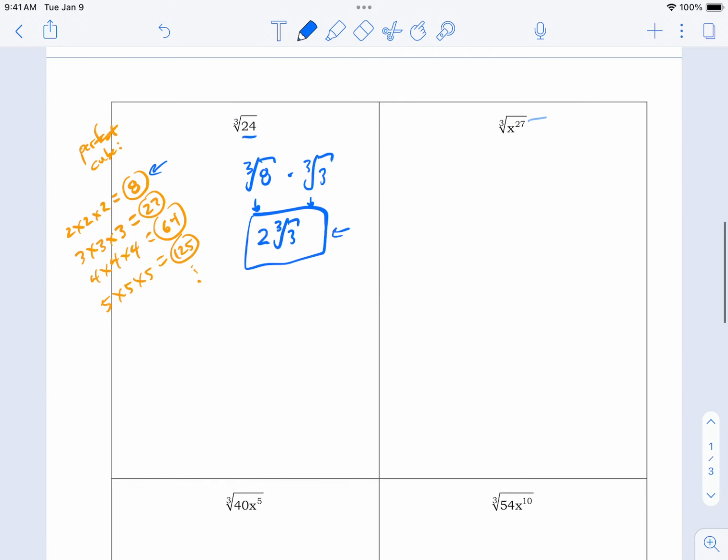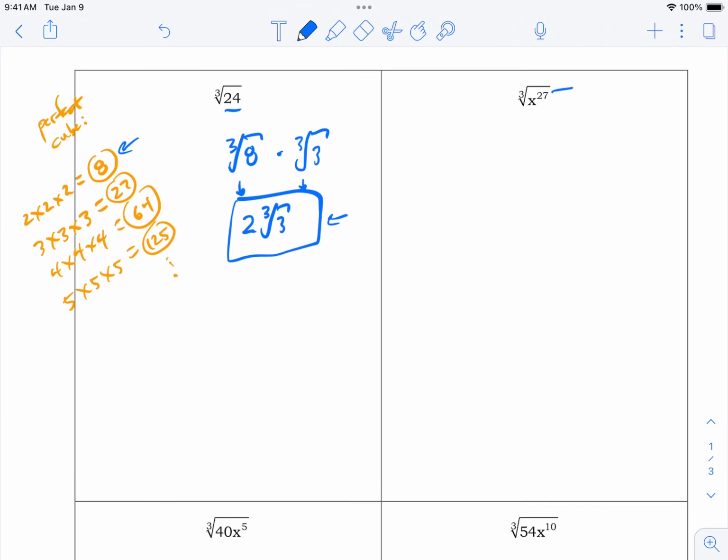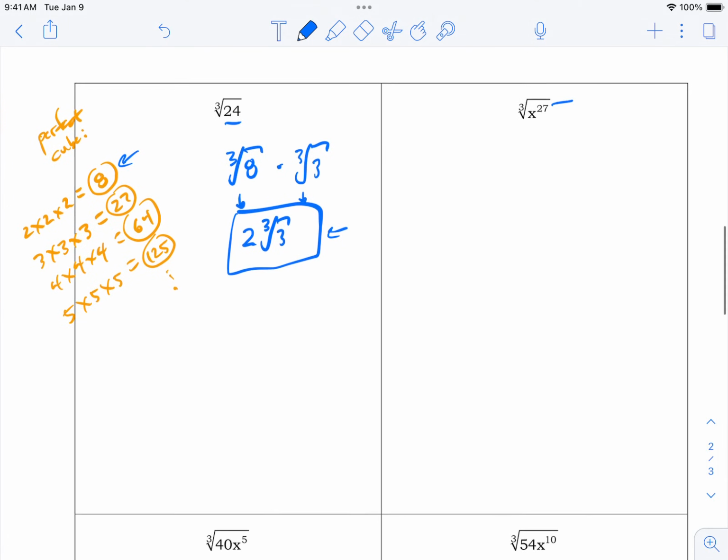Now, over here with exponents, I wonder if you're anticipating this. Just like we were saying for square roots, right? When you have an exponent, you're not taking the square root of the exponent. Well, when you have a cube root, you're not taking the cube root of the exponent either. What you're doing, in the case of the square root, we divided it by 2. In the case of a cube root, we divide the exponent by 3. And I'll show you that this works.